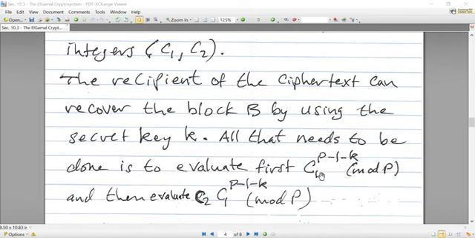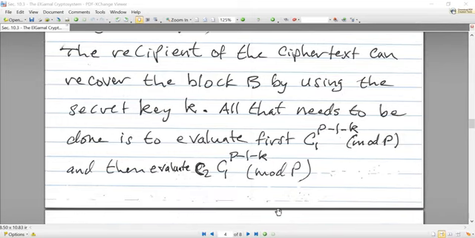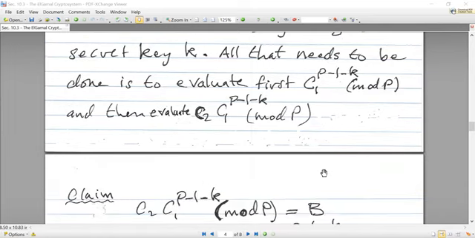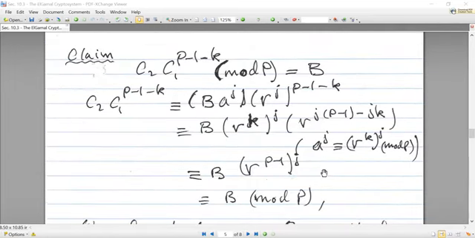First, he takes C1 and raises it to the exponent P minus 1 minus K mod P, and then calculates C2, which is again known, times C1 to this exponent. Now the question is, does this give back the block B? The claim is, yes, it does.